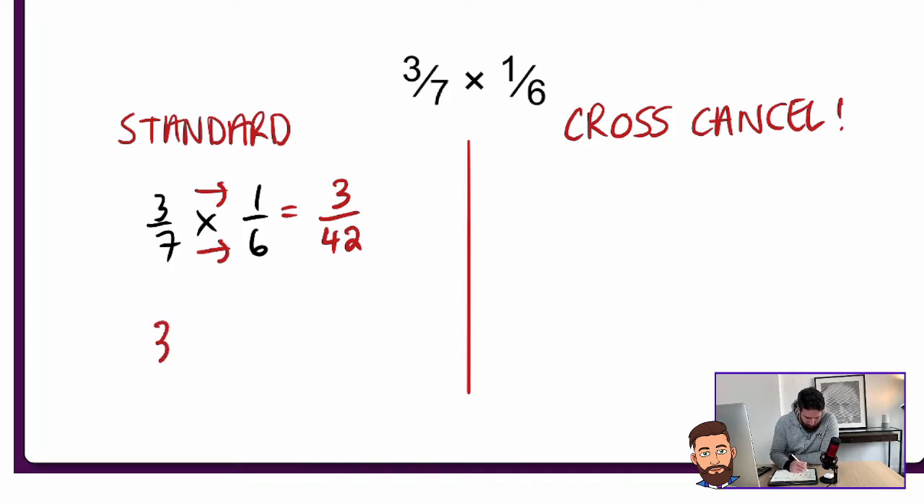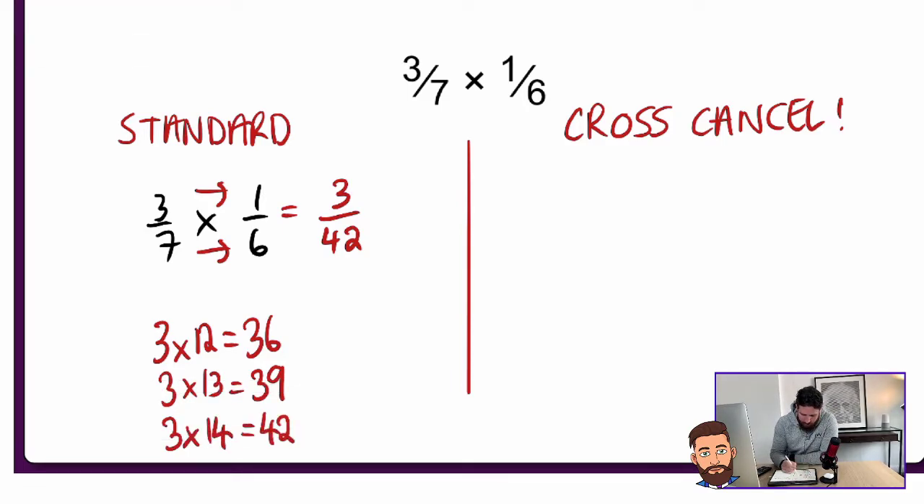We know that 3 times 12 is 36. So 3 times 13 would be 39, and 3 times 14 would be 42. So in fact, 3 does go into 42 14 times. So we can simplify this to 3 goes into 3 once, 3 goes into 42 14 times. So that is 1 over 14. So this is where cross-cancelling can be your friend and can be very useful.